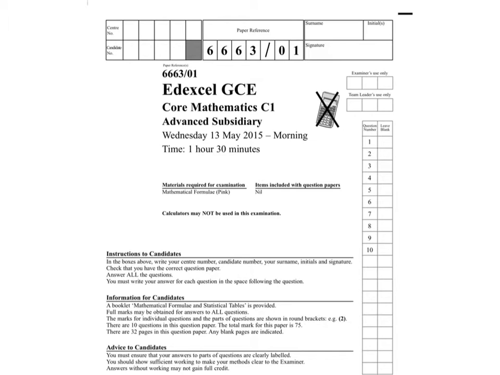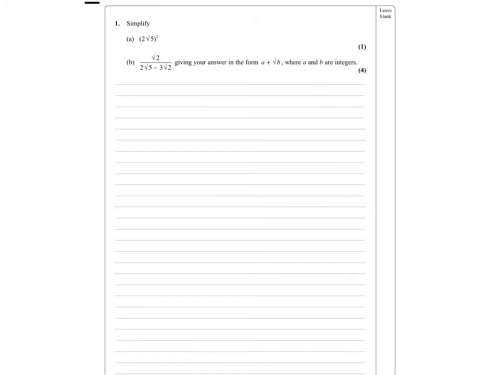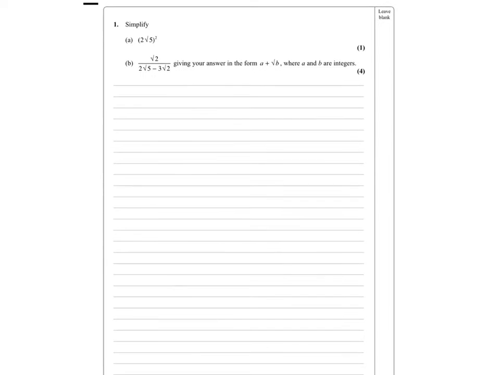Right, we're looking at the C1 paper, Edexcel, May 2015. Some helpful hints, not necessarily answers, just some helpful hints. Right, first question, part A.